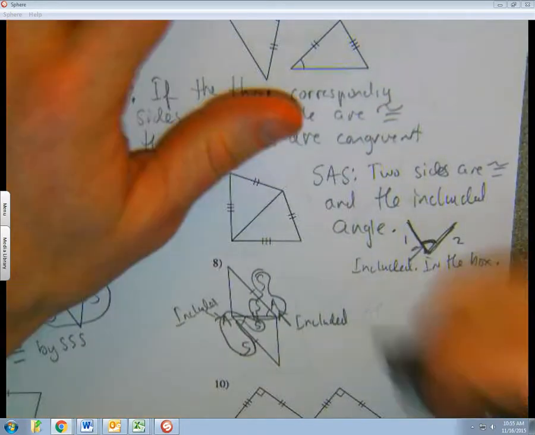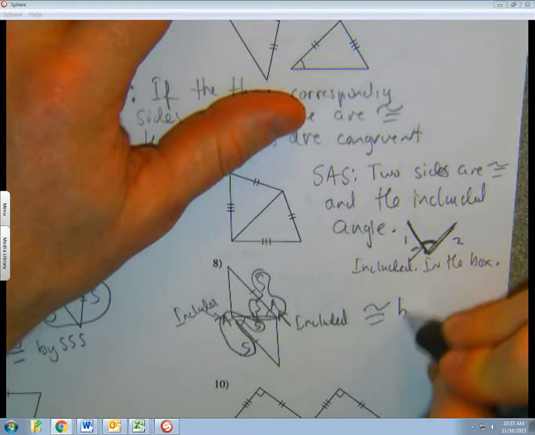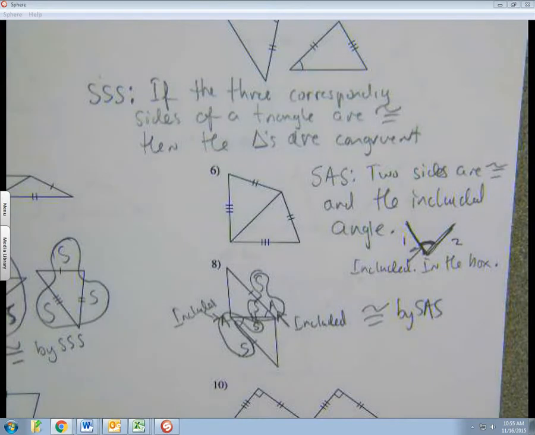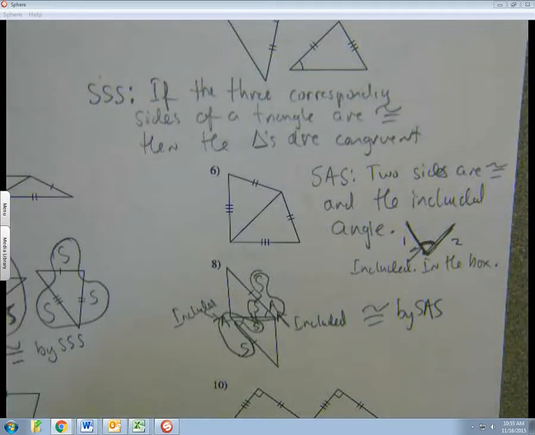Congruent by side angle side. Alright, so that is that. I'm going to flip it over. We're going to handle one other kind of problem, and then we'll call it good. Make sure you have all this stuff down so we can get full credit on the notes.